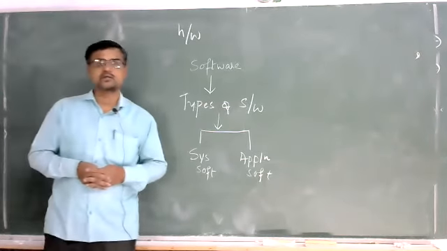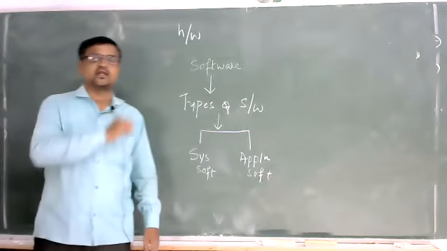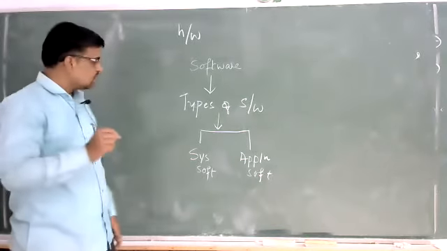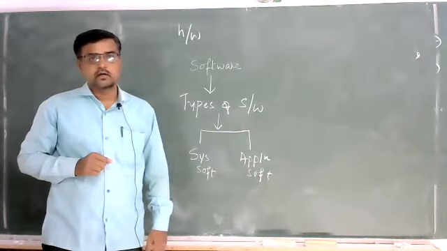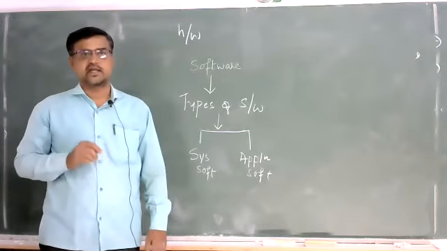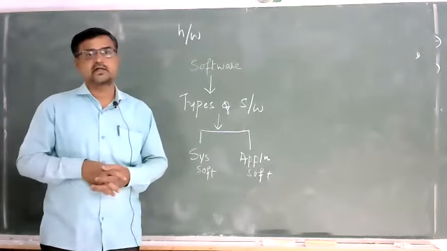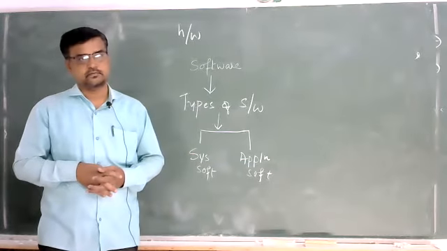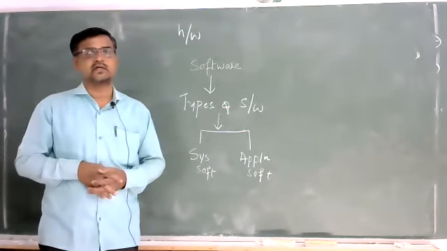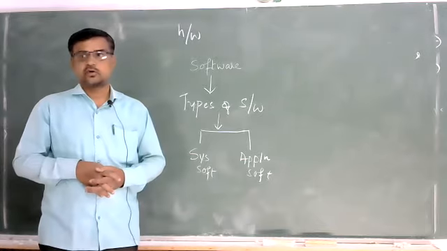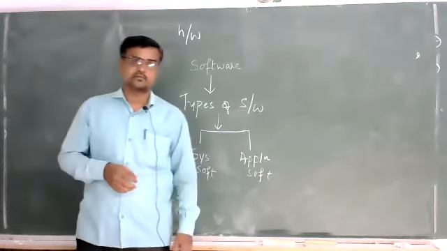What do we call them? System software. To define it more precisely, system software is a software, or a collection of programs, which is used to interact between man and machine. So we have different examples of system software.